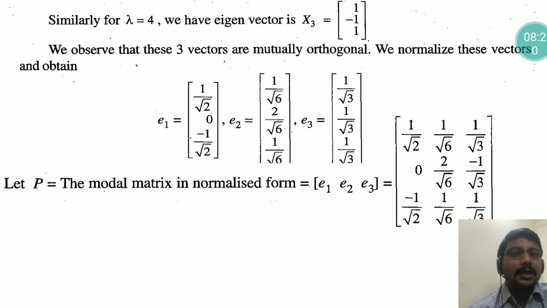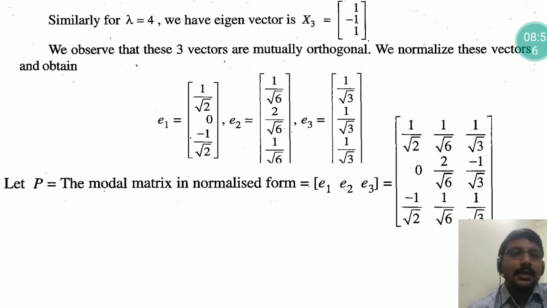Next, similarly for lambda equal to 4, we have the eigenvector x3 as matrix of 1, minus 1, 1. Here I am not discussing much about eigenvectors because we have already discussed them in the eigenvalues and eigenvectors concept. Now we have 3 eigenvectors which are mutually orthogonal. Now we can define the normalized eigenvectors of the obtained eigenvectors.